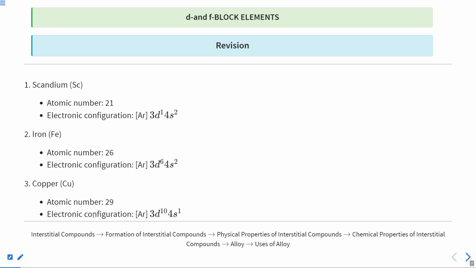Right. One thing you have to notice is that if you just follow the n plus l rule, then 4s should be filled completely, and then it should be 3d9. So it should be 4s2 3d9 rather than 3d10 4s1. But why is it so? So that we can have a fully filled d orbital. For that reason, we have this configuration.